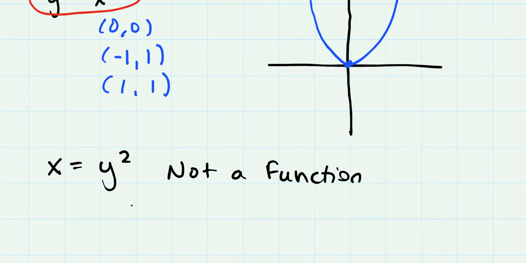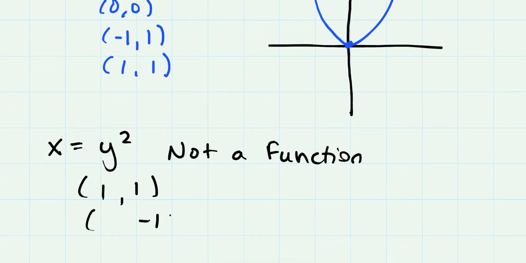Because you can see if y is equal to 1, well, x is 1, right? So y squared is equal to 1. But if I plug in -1 for y, I also get 1 for x. So you can see that 1 is being sent to 1 and 1 is being sent to -1. This is not a function.